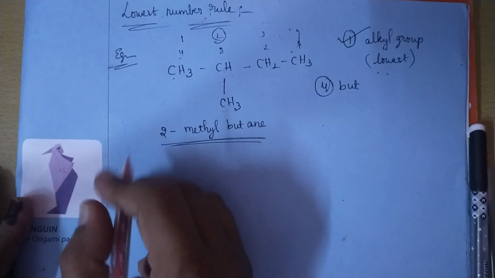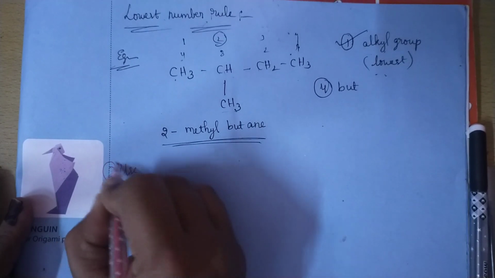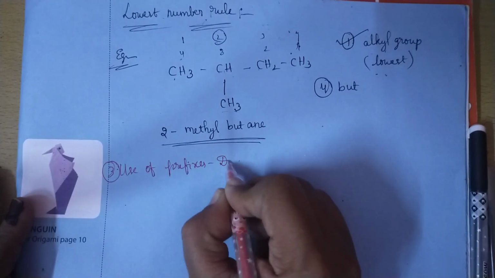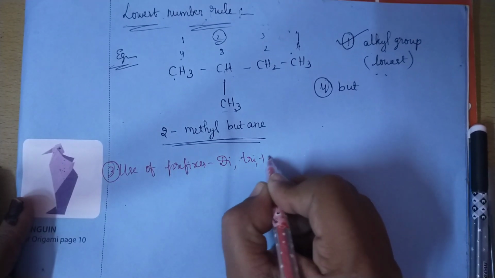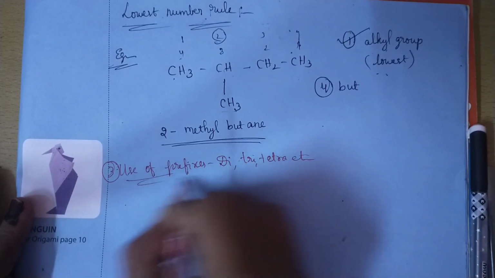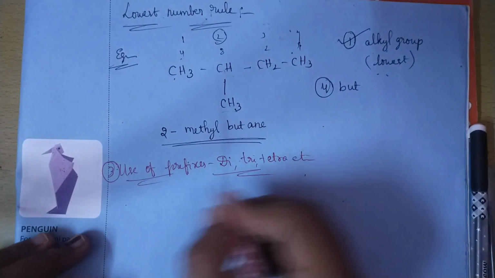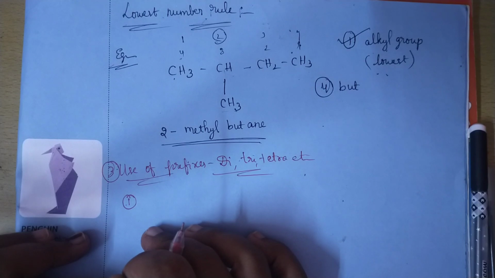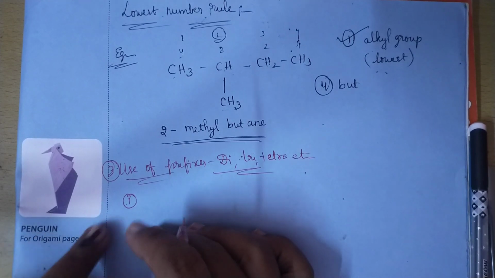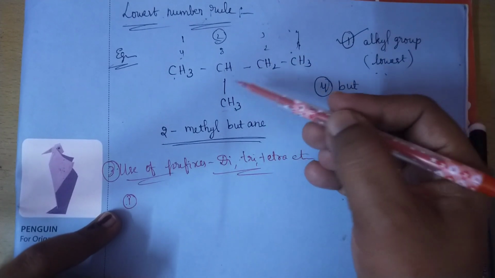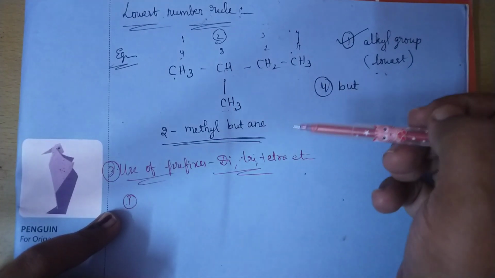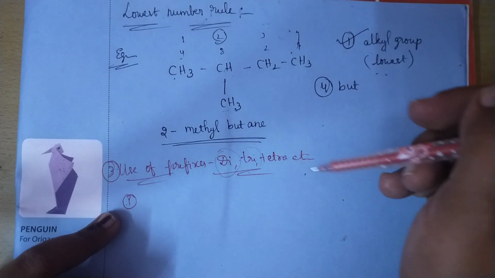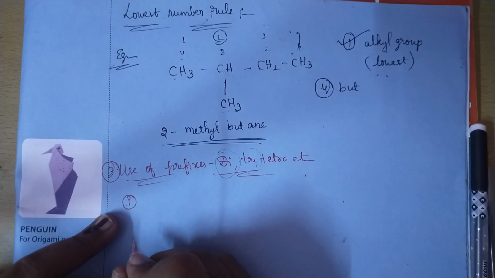Next rule is the use of prefixes, the third rule, right? Di, tri, tetra, and so on. The first point is if more than one identical group is present in the structure. Suppose you check here, only one is there. If it is more than one, then we have to use di, tri, tetra. And one more thing is the name of the substituent is not repeated again.